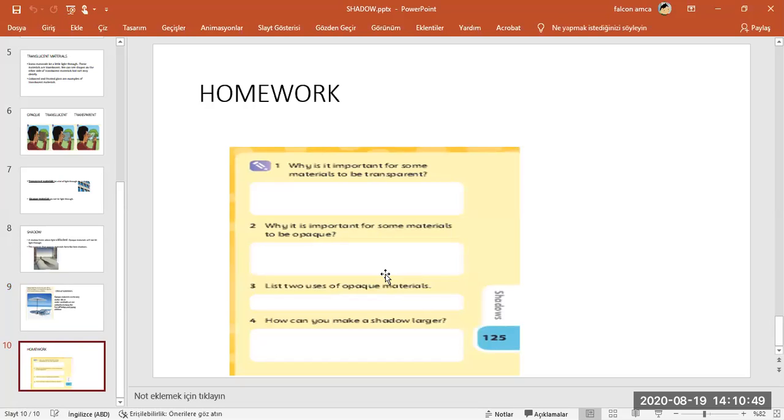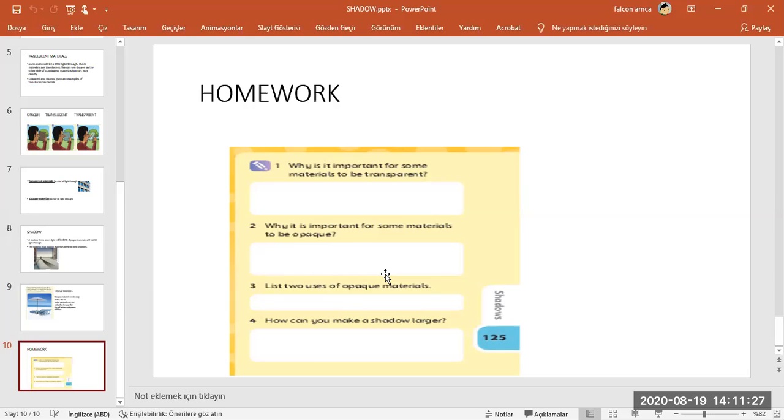Homework from page 125. The first question: Why is it important for some materials to be transparent? Think about it. If some materials were not transparent, we could not use them for windows or eyeglasses. Transparent materials show the other side, and we need these types of materials, like glasses. Yes, you will answer. I only explain the question.